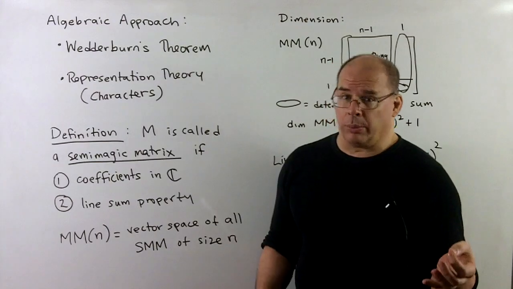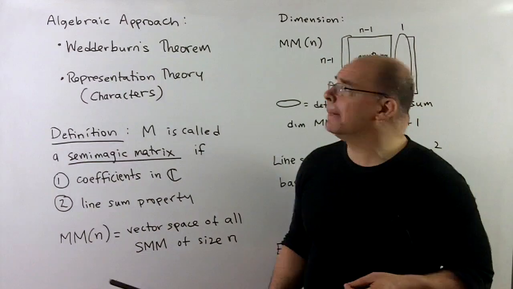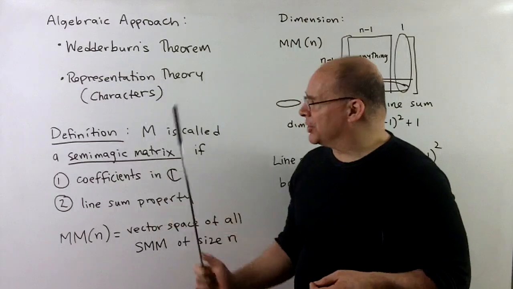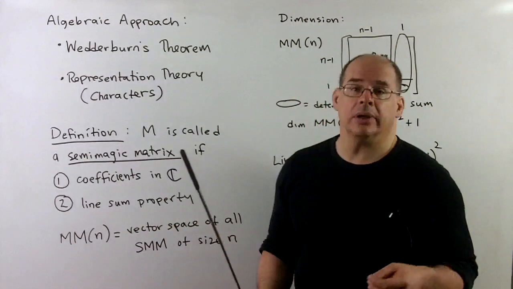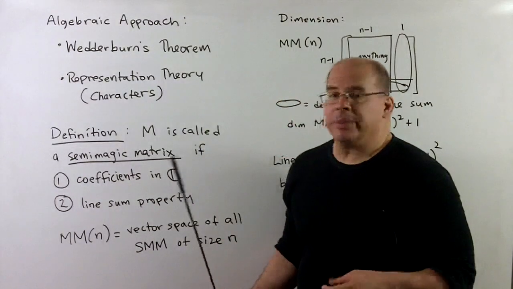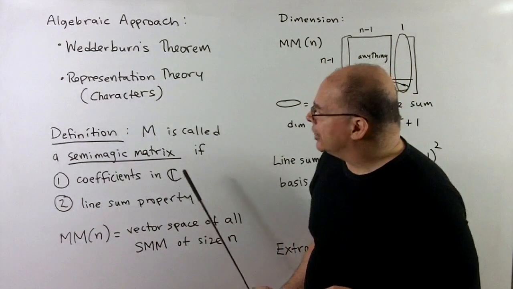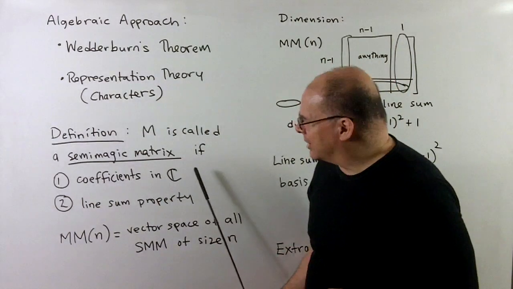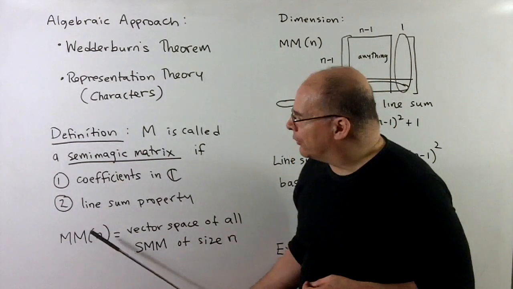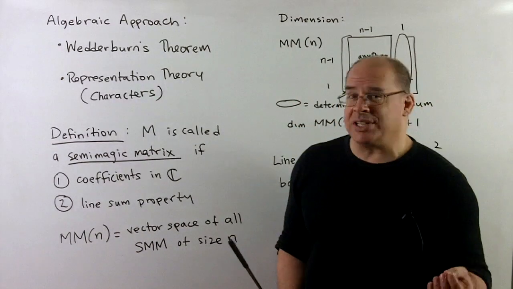Now let's consider a wider approach. I'm going to expand our definition so that we'll be able to apply methods from algebra, in particular, Wedderburn's theorem on algebras, and characters from representation theory. New definition. Now I have semi-magic matrices. These are just going to be semi-magic squares, but now the coefficients can be in a field. Let's consider these over the complex numbers for definiteness' sake. And then we'll collect all of them together. For notation, MM_n will be the vector space of all semi-magic matrices of size n.